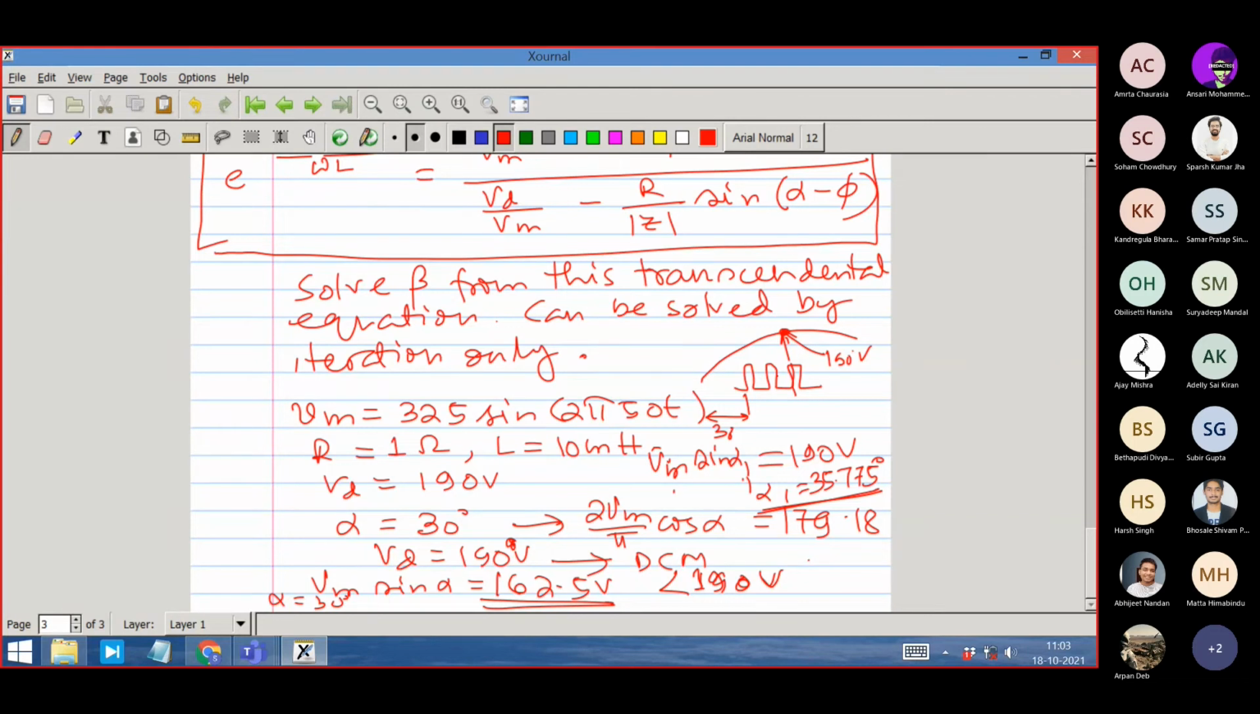So the initiation of the conduction will be starting not at alpha equal to 30 degrees, as you might have intended, but it will start at alpha 1. That's why I'm saying alpha 1, which is equal to 35.775 degrees. And how can I find out alpha 1? I just equate Vm sin alpha 1 equal to 190 volts. Right? 190 volts is the DC voltage.